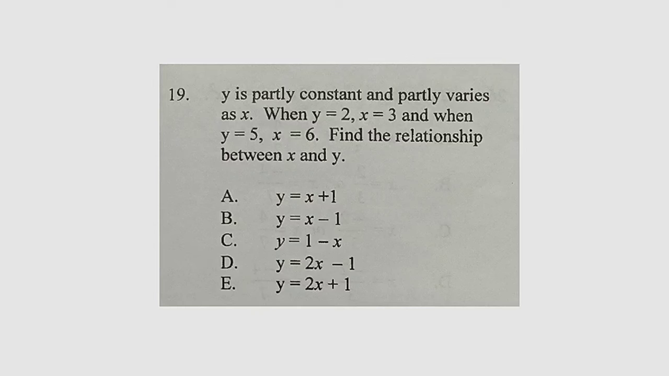Question number 19 reads, y is partly constant and partly varies as x. When y is equal to 2, x is equal to 3. And when y is equal to 5, x is equal to 6. We're asked to find the relationship between x and y.